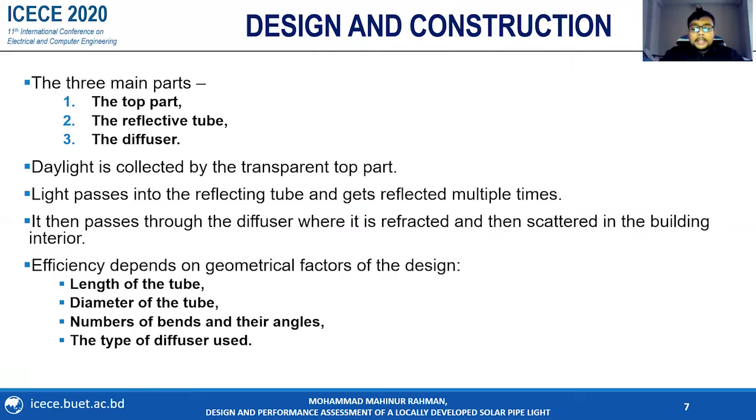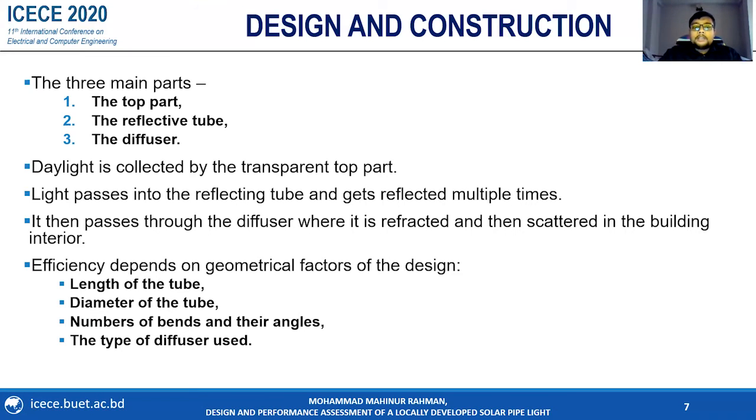The solar pipe light mainly has 3 parts: the top part, the reflective tube, and the diffuser. The light passes onto the transparent top part from the surroundings and then moves into the reflecting tube, where it gets reflected multiple times and then passes into the diffuser, where it is refracted and scattered into the building interior.